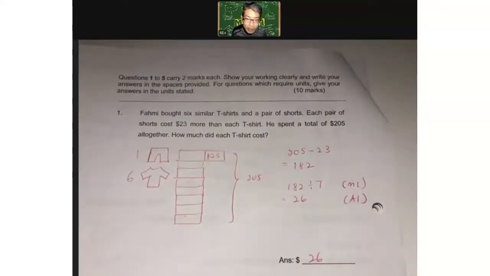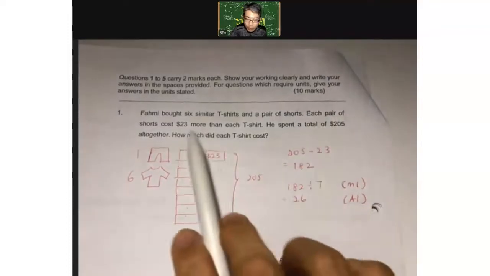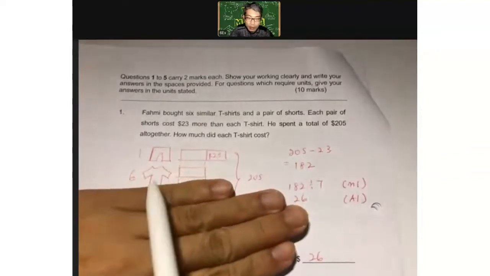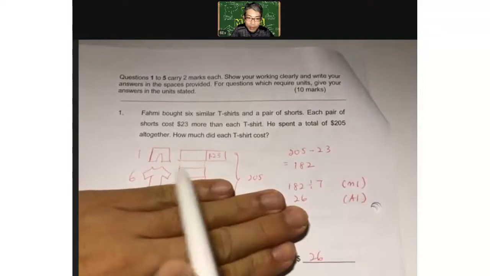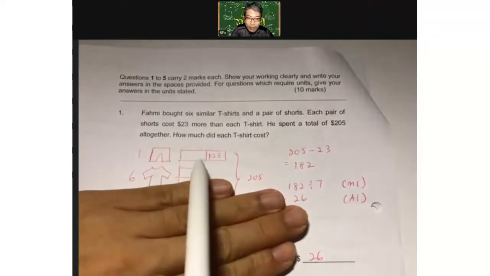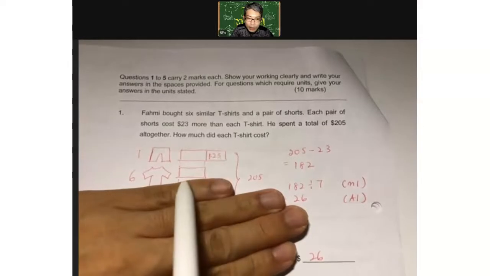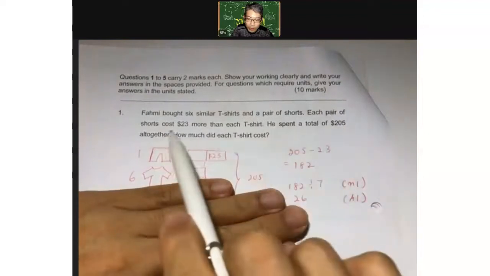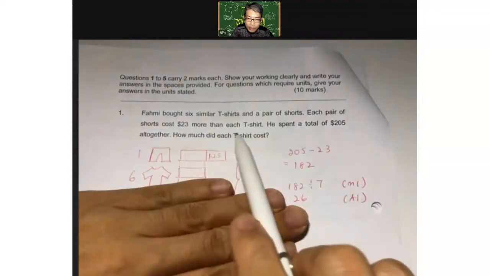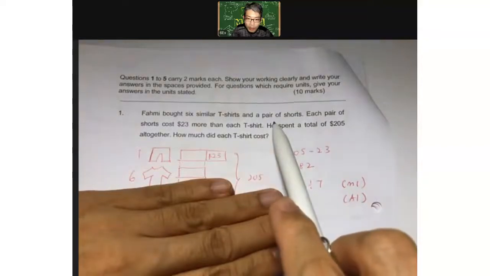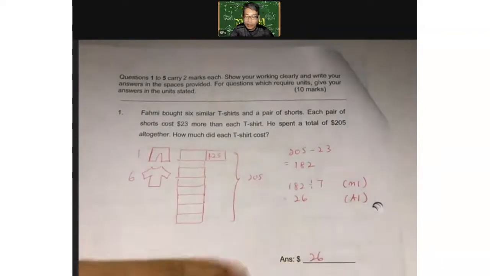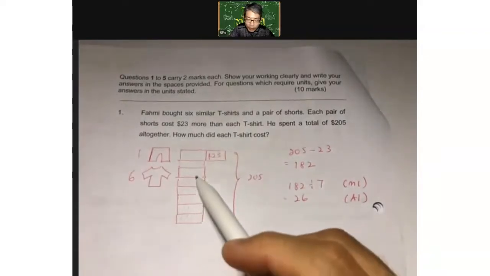Fahmi bought 6 similar t-shirts and a pair of shorts. We know that each pair of shorts costs $23 more than each t-shirt. If you look at the model this way, this will be the cost of one short and one t-shirt, and one short costs $23 more than the t-shirt. That's the way I'm drawing this model. There's only one pair of shorts, and there are 6 similar t-shirts, so I drew 6 boxes here to represent 6 t-shirts. 1, 2, 3, 4, 5, 6.